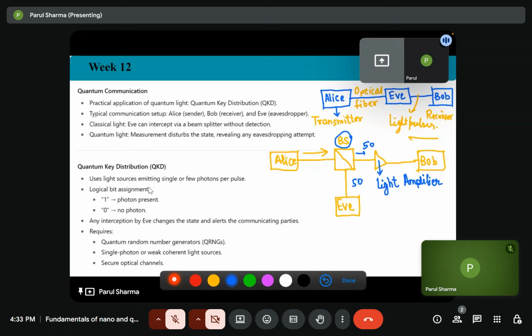First of all, we require quantum number generators, QRNGs. Quantum number generators will generate truly random numbers. There are many processes that can generate it. For example, spontaneous emission is simply a photon emission by the vacuum state that is truly random. Another process is radioactive decay.